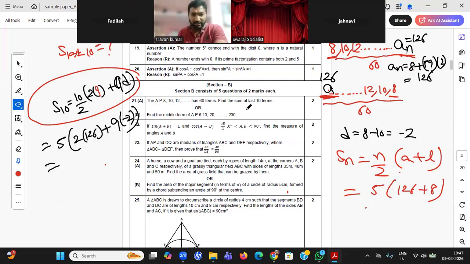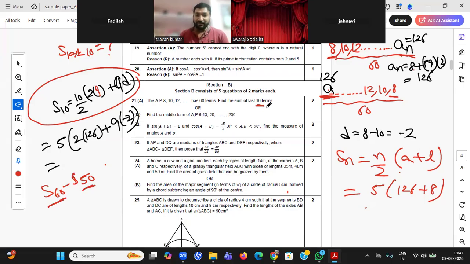Okay, students, you see, the sum of the last 10 terms. Can you use this formula? The total terms are 60. So he is asking S60 minus S50, that is terms 51, 52, 53, 54, 55, 56, 57, 58, 59, 60. S60 minus S50 is asked. For S60 you can use the same formula, n by 2. S50 you can use because it is the first 50, and that is the first 60. You can use this way also.